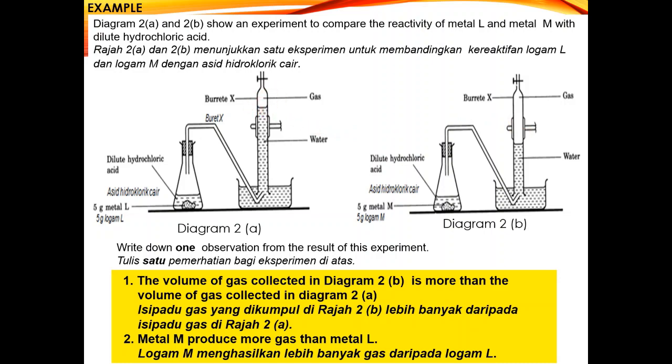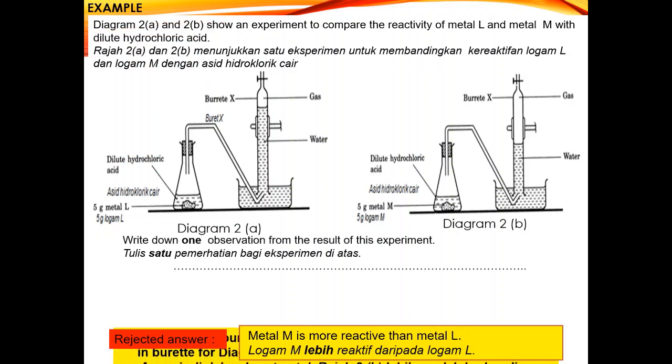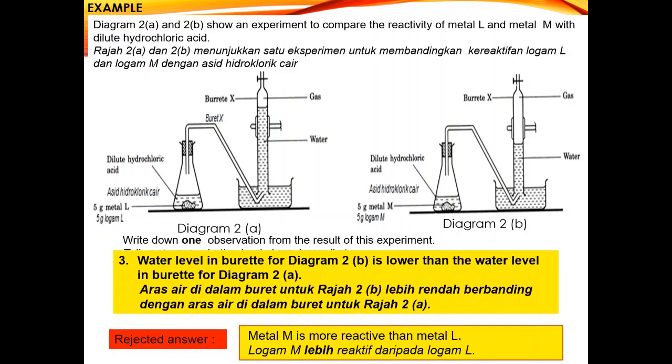Okay, and then another one you can write down like this. The water level. Okay, referring to the water level now. So the water level in the period for the diagram 2B, this one 2B, is lower. Look at this. The water level is here, right? So it's lower than the water level in the period for diagram 2A. So 2A, the water level is more compared to the 2B.